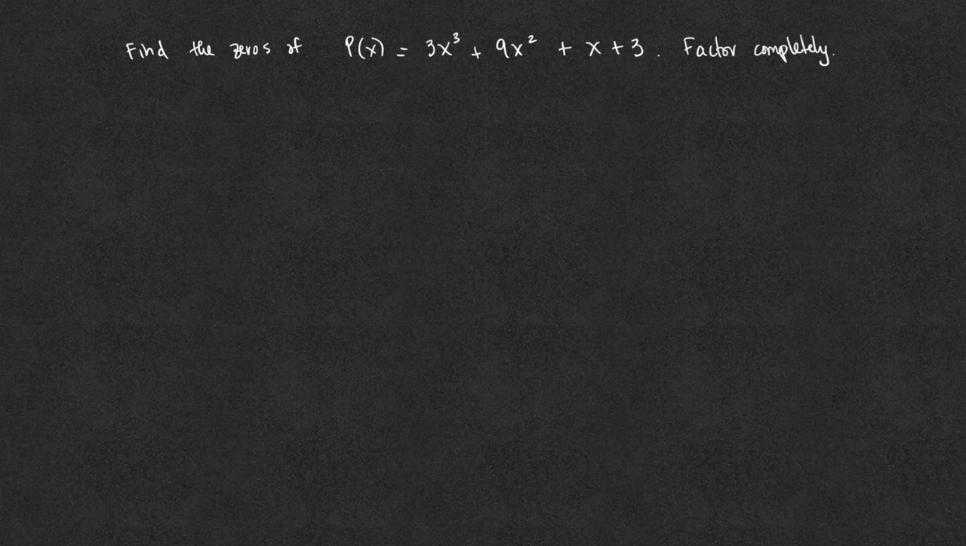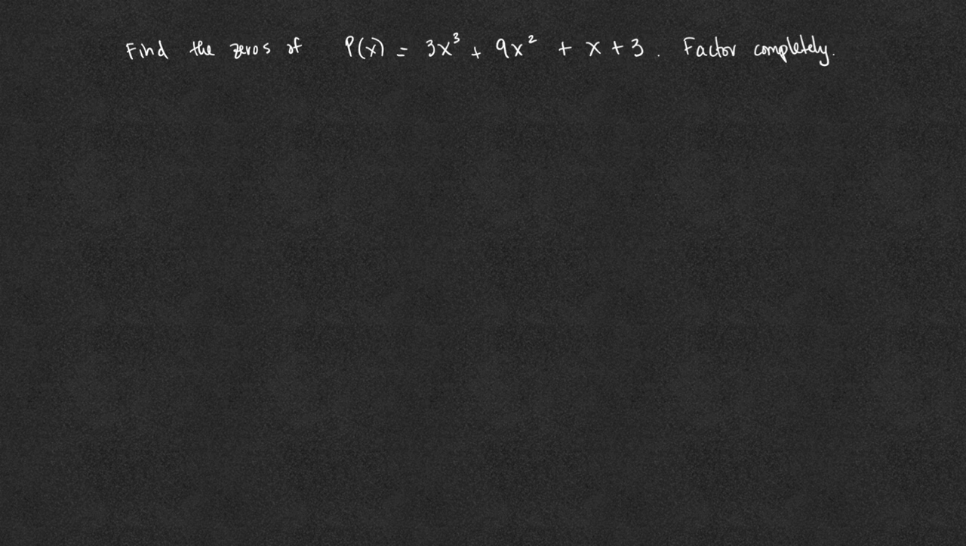Find the zeros of f of x equals 3x cubed plus 9x squared plus x plus 3. The complete factorization theorem guarantees that we can factor any polynomial of degree greater than or equal to 1 if we can find the zeros of the polynomial, assuming that we use complex numbers. First, we find the zeros of this polynomial any way we can.